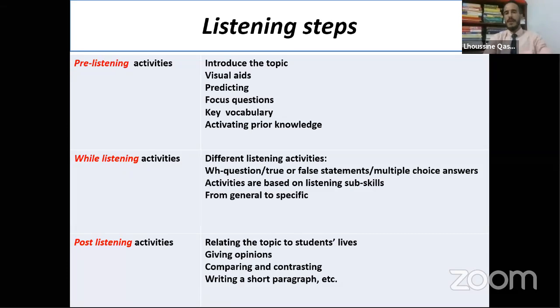Now, the listening steps. Pre-listening activities. You can start with introducing the topic. How? You can introduce the topic using visual aids, or you can start with a word map or a mind map. Hobbies. Give me examples, like brainstorming. Yes, swimming, soccer, dancing, fishing. Go to the board, write them, and they write. Great. Introduce the topic, brainstorming. Short discussion. Great. Using visual aids.